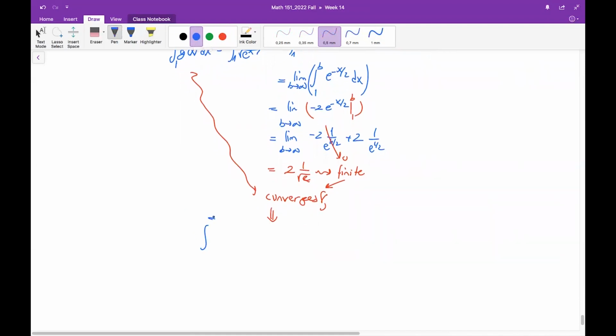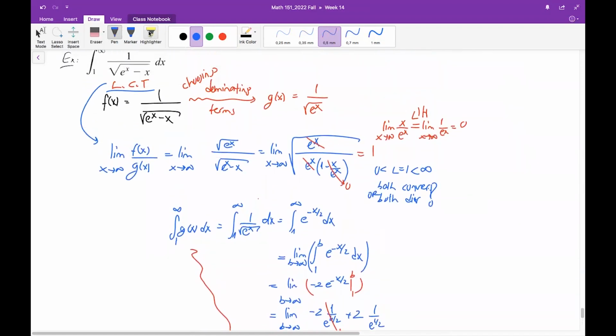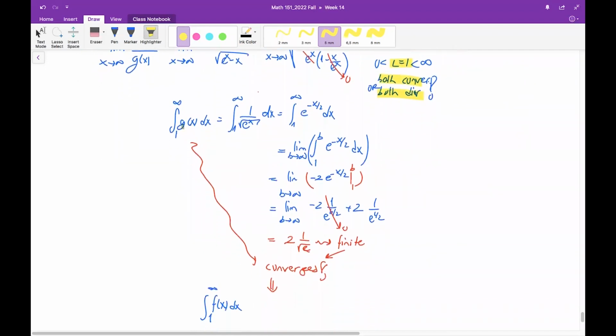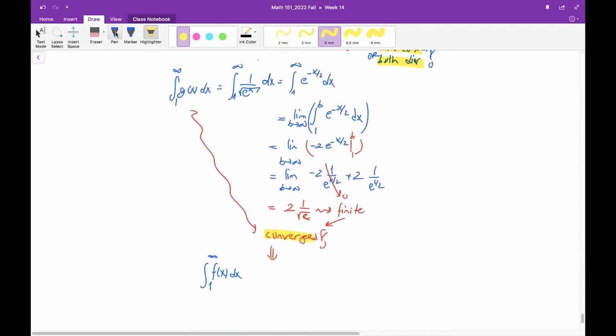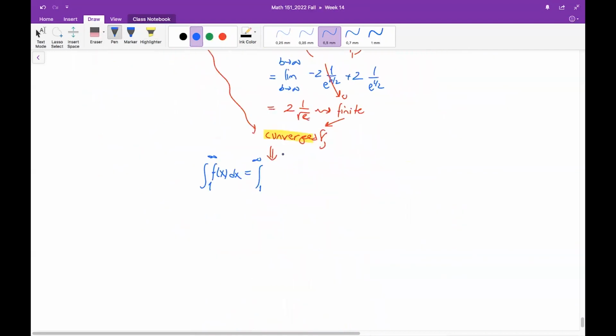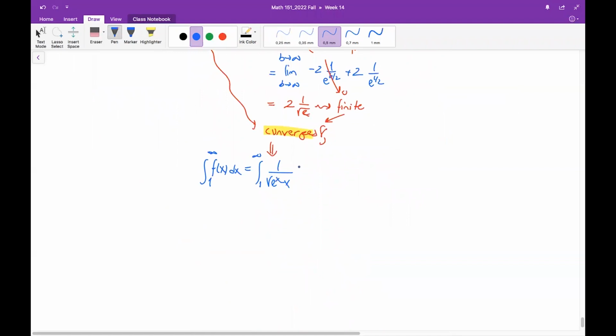Then I can comment on the improper integral with f of x. Remember, we applied the limit comparison test by using this g of x. We computed the limit and found a limit between 0 and infinity, meaning that they both converge or both diverge. And then we understand that this g of x function is convergent. That's why f of x, which is the original question, should also be convergent by the limit comparison test. It also converges by the limit comparison test, okay?